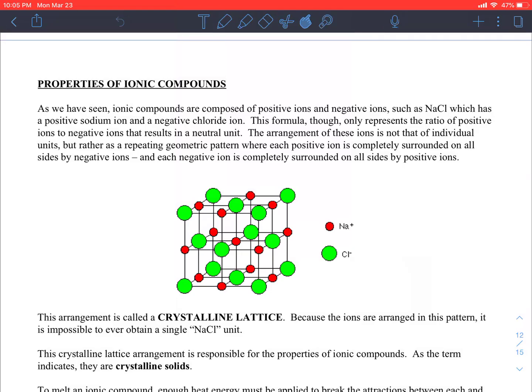Okay, so this is the last few pages of the notes packet, and really we're just going to highlight a few key things here. I am going to go ahead and read through it, just so that the pace of the video doesn't go too fast. So, properties of ionic compounds.